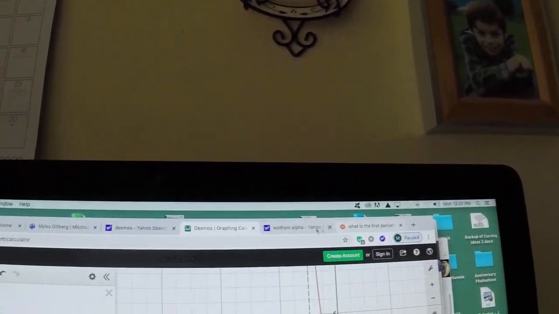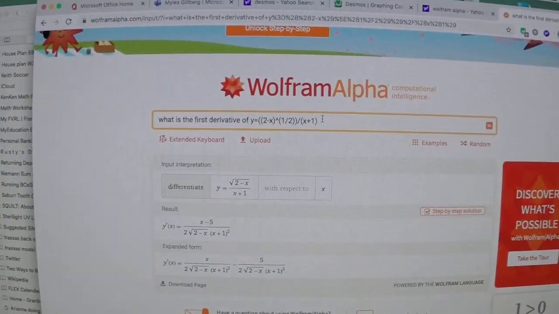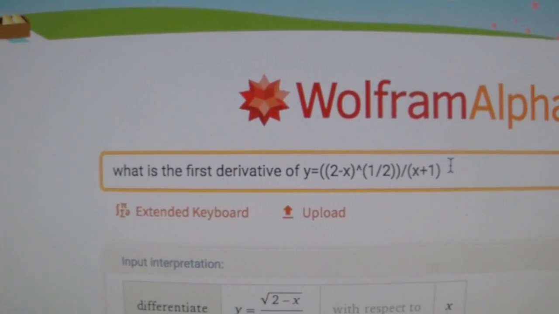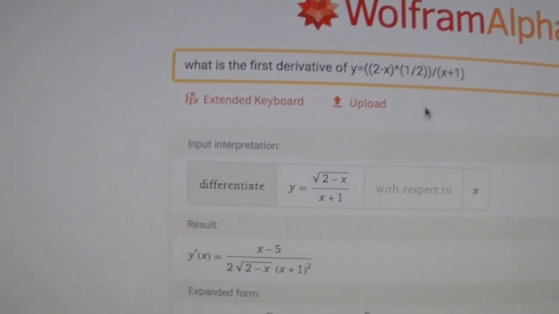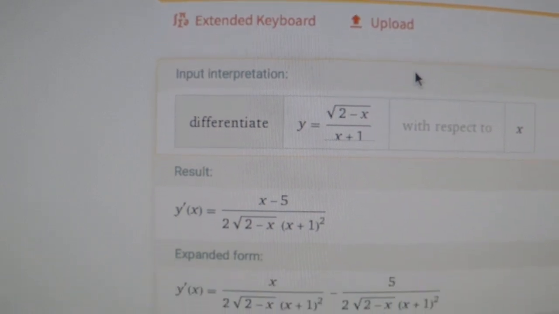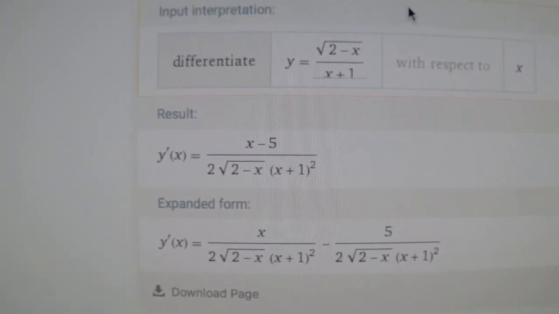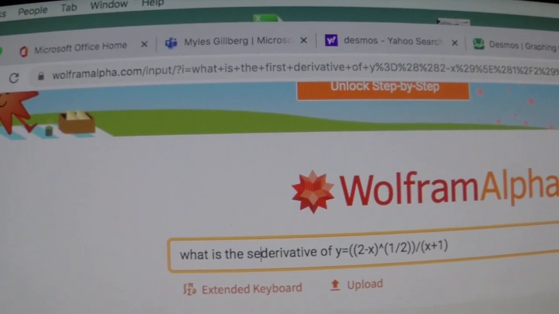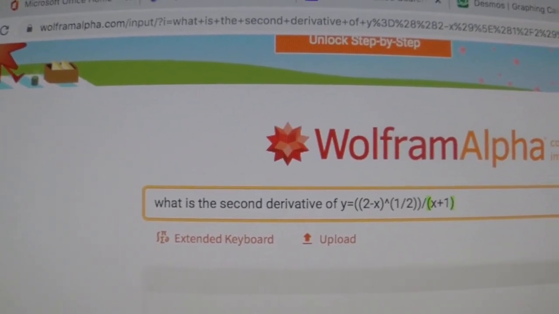I went to Wolfram Alpha and, whoops, where am I? And I typed in the derivative of that function, and just make sure you type it in. I typed it in, and then it gave me the first derivative, which I made sure I could do on my own. I just didn't let Wolfram Alpha do that. And I can also do it if I type in second derivative. It takes a little bit of time to think.